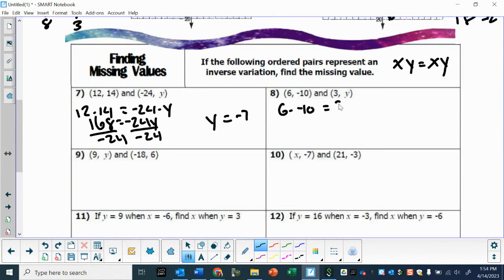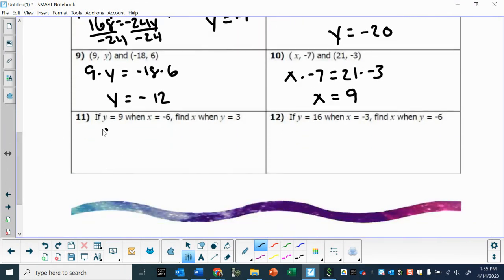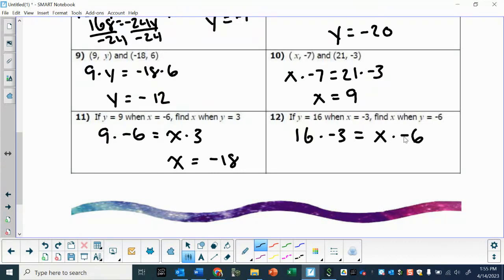6 times negative 10 equals 3y. Y is equal to negative 20. 9 times y equals negative 18 times 6. Y equals negative 12. X times negative 7 equals 21 times negative 3. X equals 9. 9 times negative 6 equals x times 3. X is equal to negative 18. 16 times negative 3 equals x times negative 6. X equals 8.